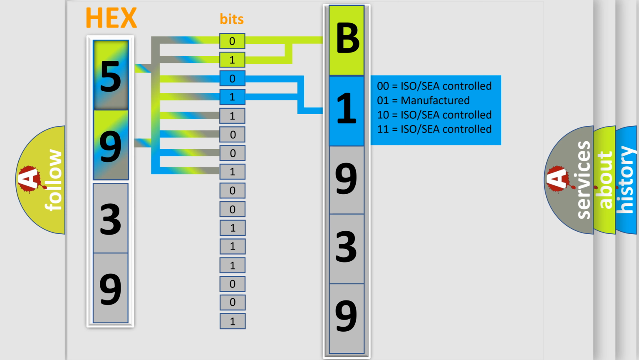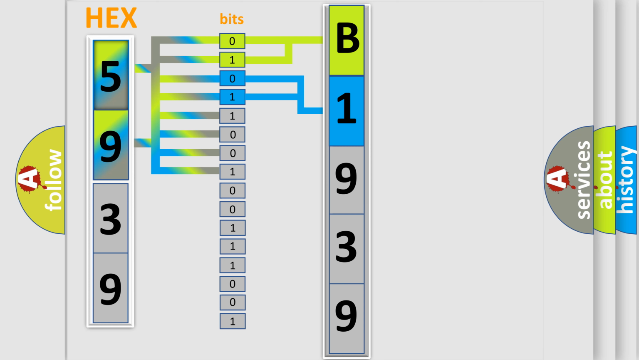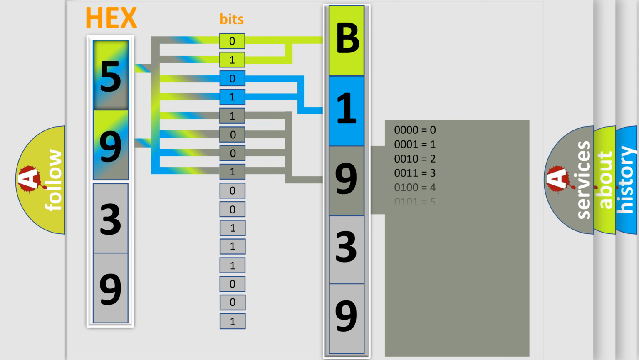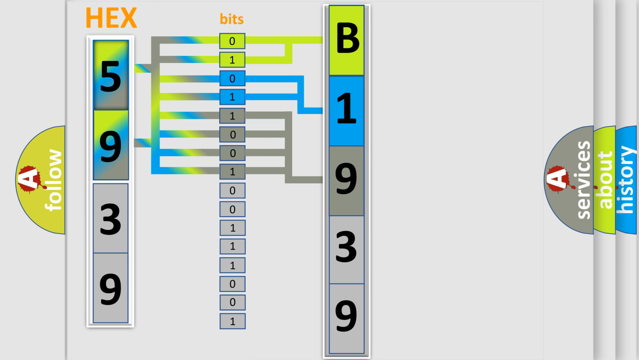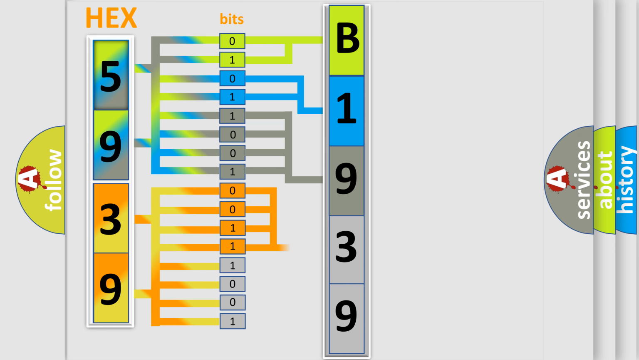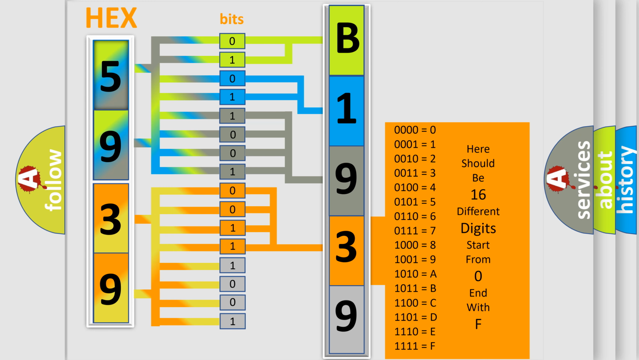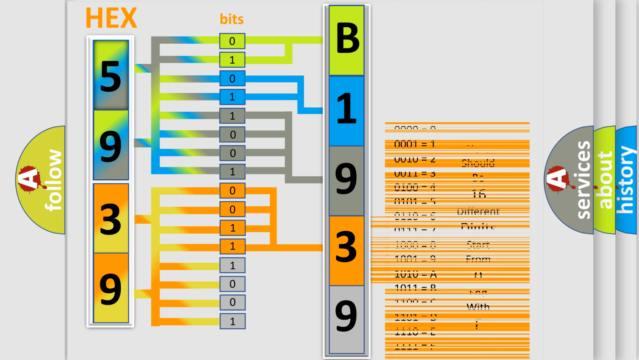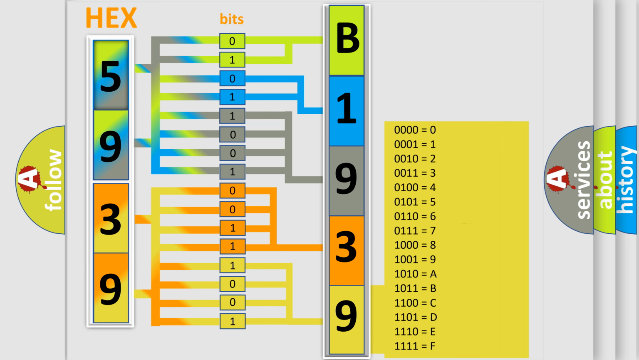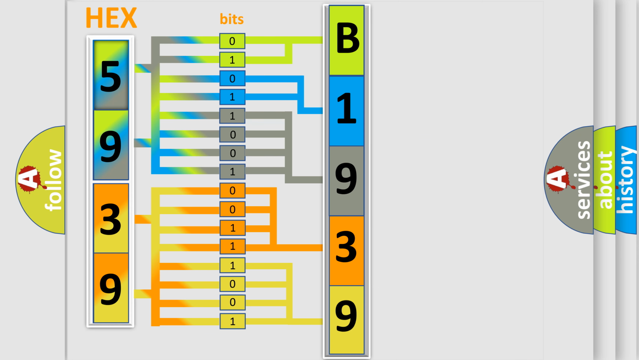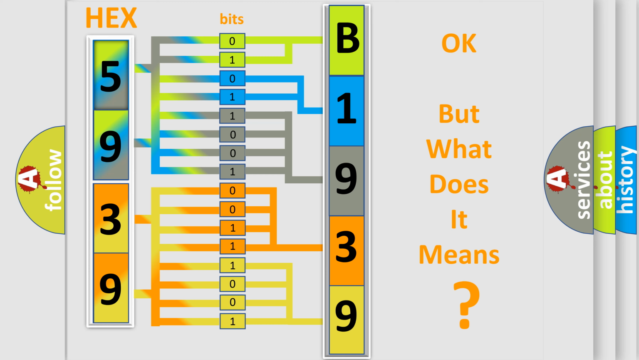The next 2 bits again determine the second character. The last bits of the first byte define the third character of the code. The second byte is composed of a combination of 8 bits. The first 4 bits determine the fourth character of the code, and the combination of the last 4 bits defines the fifth character. A single byte conceals 256 possible combinations. We now know in what way the diagnostic tool translates the received information into a more comprehensible format.